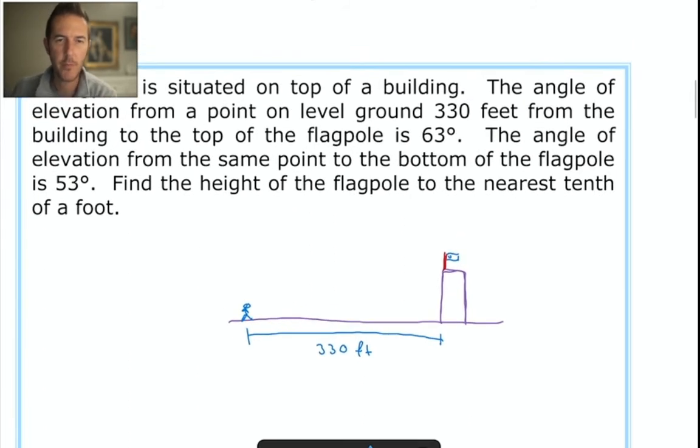And the angle of elevation from that point to the top of the flagpole is 63 degrees. So from this point up to here, this angle measure is 63 degrees. From the same point to the bottom of the flagpole is 53 degrees. So I'm going to label this one with the 53 degrees.